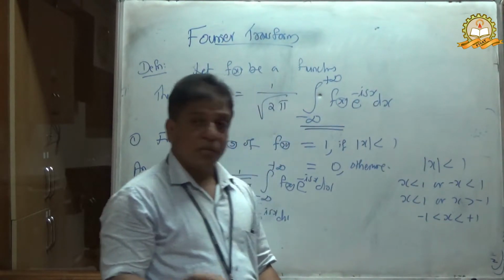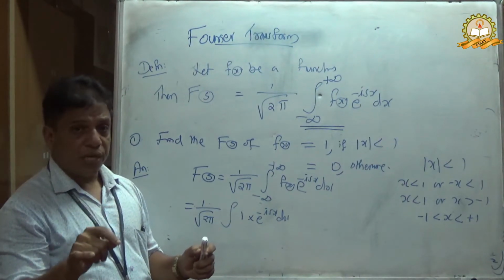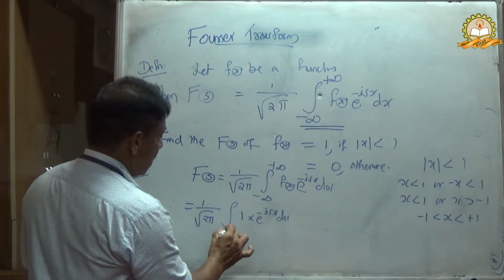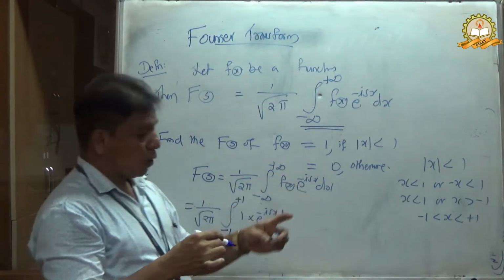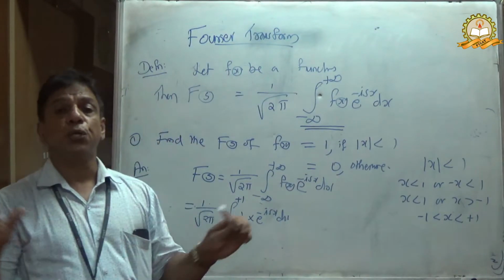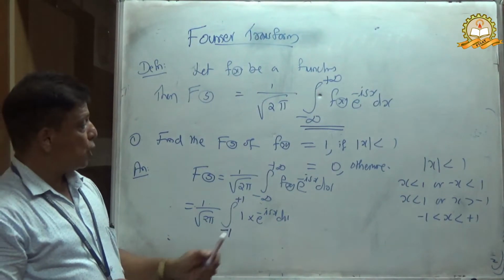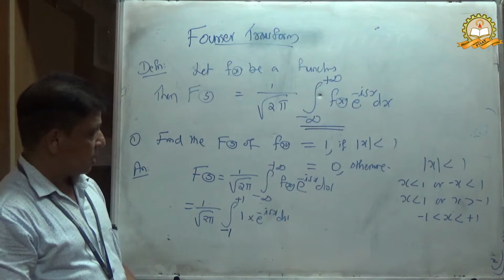This means the variable x lies between minus 1 and plus 1. Therefore, the limit will be minus 1 and plus 1. In all other cases, the function value will be 0. Therefore, 1 into e raised to minus isx dx.